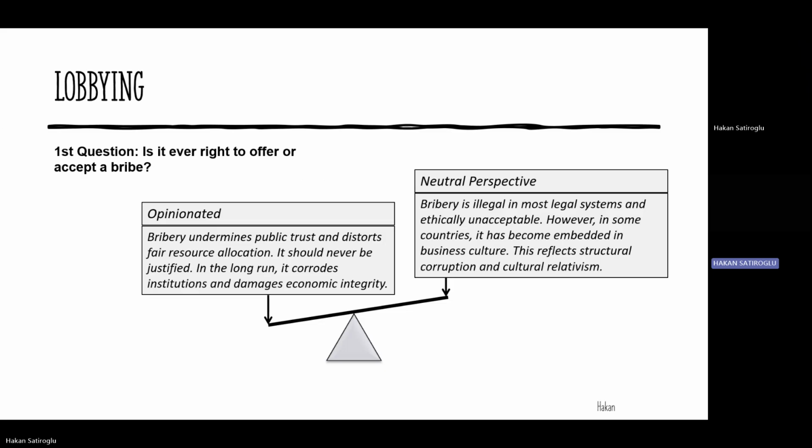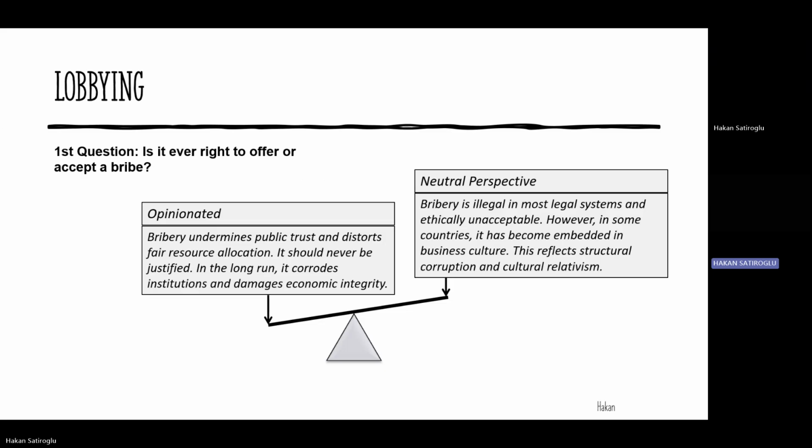So this is really clear. First, the opinionated one: bribery undermines public trust, so this is definitely against bribery. Bribery undermines public trust and distorts fair resource allocation, and it should never be justified in the long run. It corrodes institutions and damages economic integrity. This is opinionated. You may be opinionated in favor of bribery, but I didn't choose that because I didn't find it reasonable. But you may find it, why not?